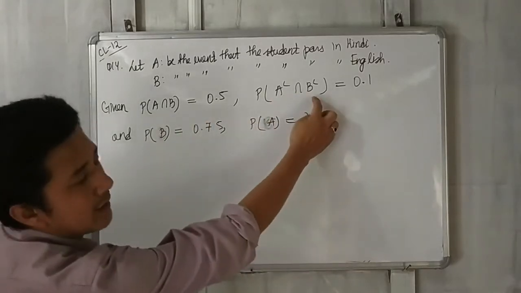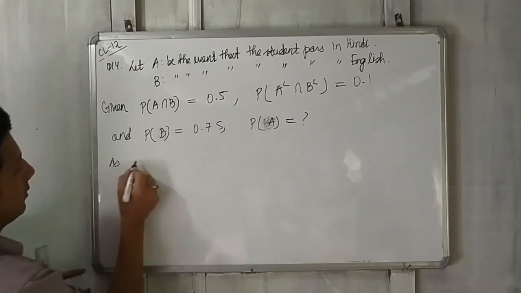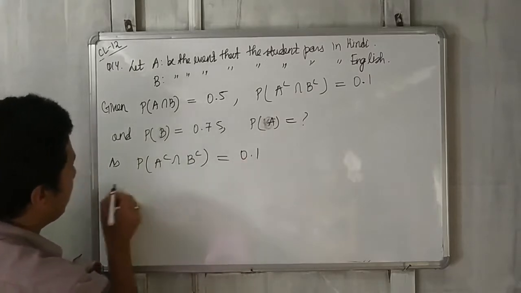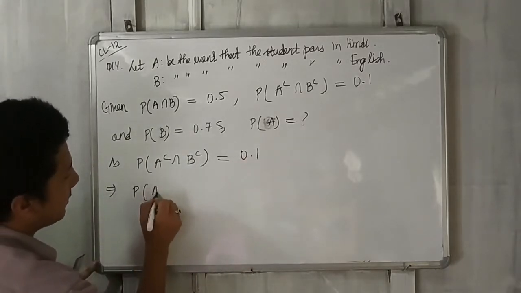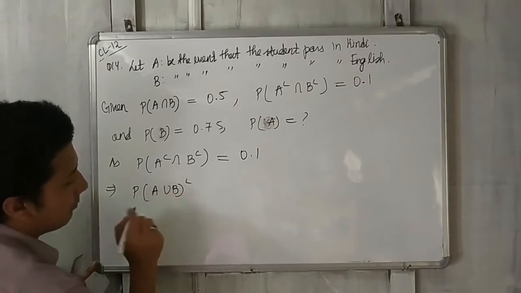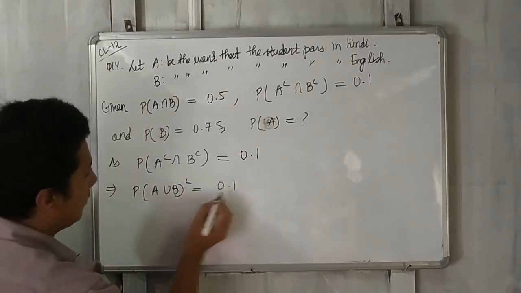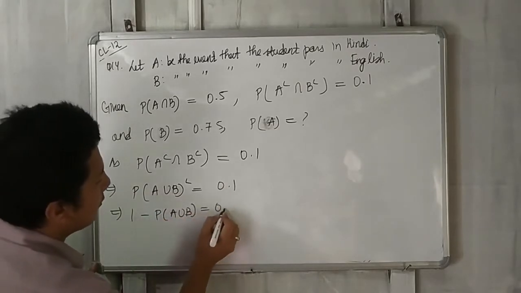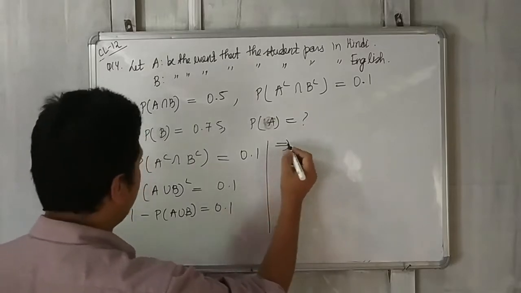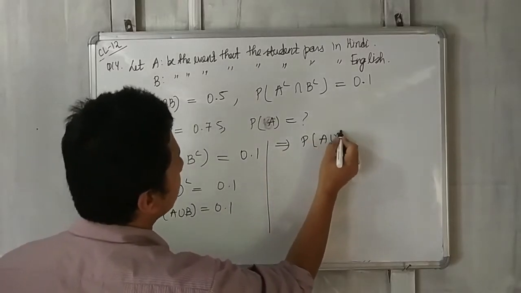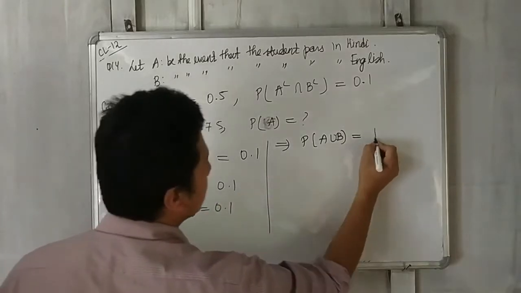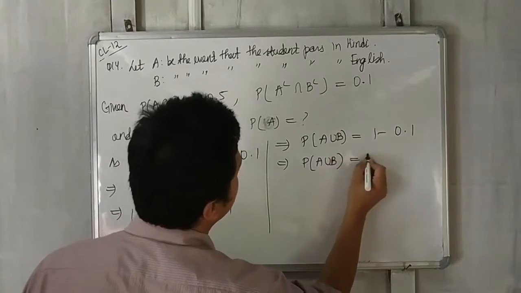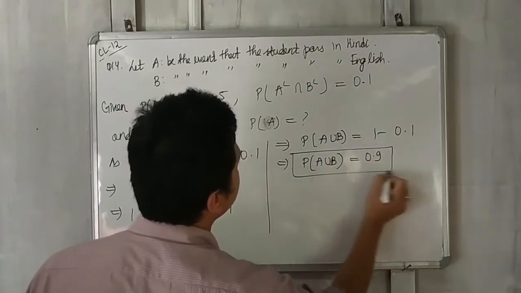Yes, can I use De Morgan's law out here? As the probability of A complement intersection B complement is 0.1, this means the complement of A union B. I hope you have learned De Morgan's law, and this means 1 minus the probability of A union B is 0.1, and therefore the probability of A union B will be 1 minus 0.1. So the probability of A union B will be 0.9. Am I clear with this?